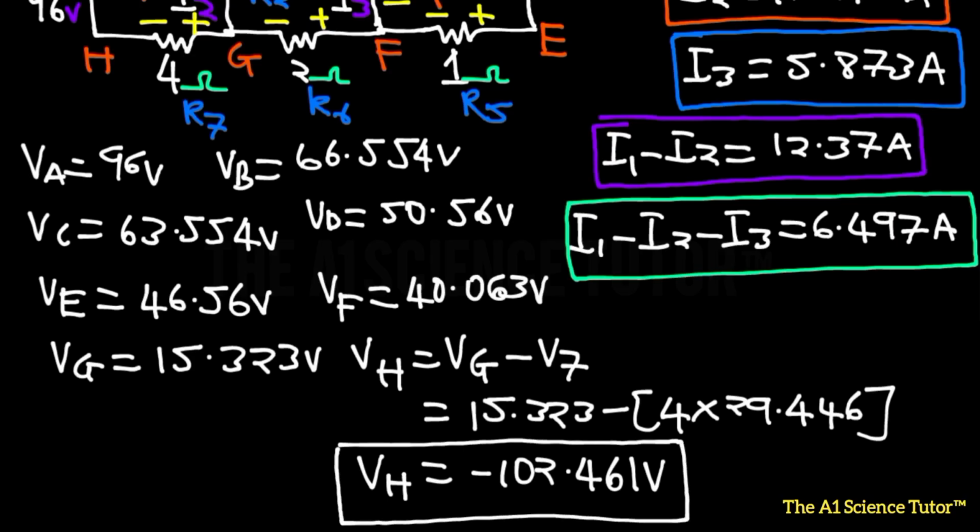Now, if you have a negative, what that means is there is a deficit. You have to have an extra 102.461 volts to be able to sustain the circuit. In this case, we do not really have that. But this is going to be the potential at point H. And so that's basically how to solve it. That is how to work through these DC circuits using KVL and KCL.